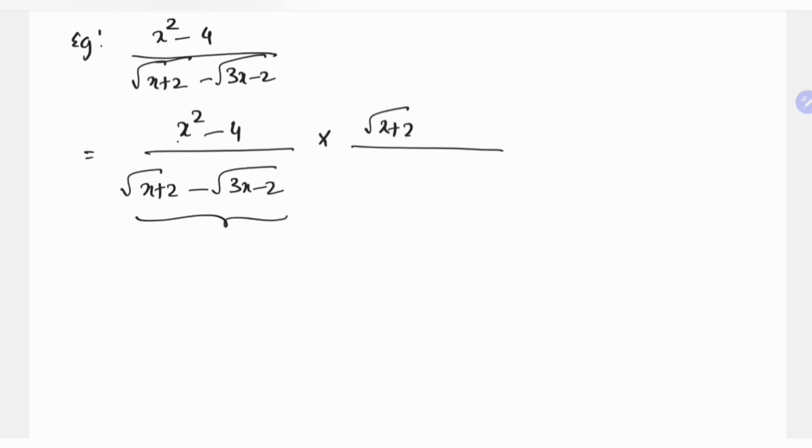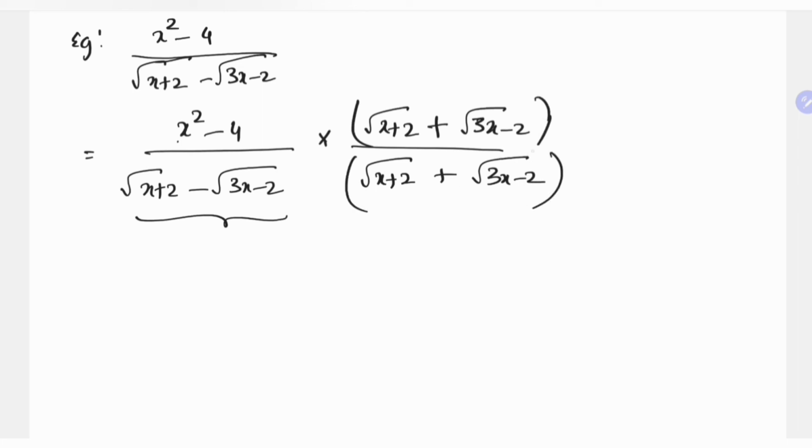So we will just write this as is, root 3x minus 2. Now what should the sign be? Here we have minus, so the sign should be opposite, it should be plus. So same thing we'll have to do in the denominator also. So we have multiplied and divided by this particular expression. Now, if you multiply these two, you see this is of the form a minus b and this is of the form a plus b, right? Root x plus 2 is a, root 3x minus 2 is b. So what do we get when we multiply a plus b into a minus b?